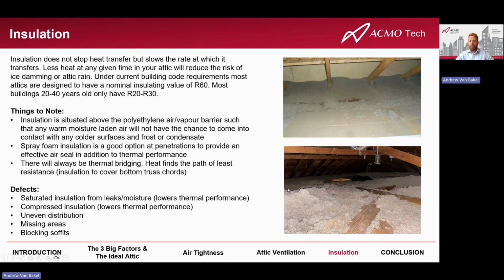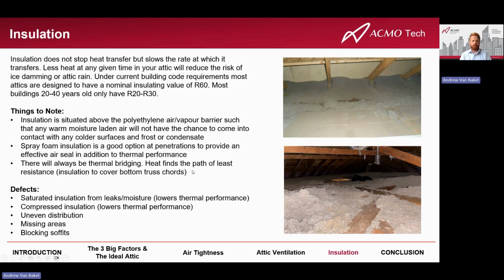Insulation is installed above the air barrier. So the air barrier, or that poly sheet, is on the warm side. Therefore, any air which hits it is not going to go up against a cold surface, because it's below the insulation. Spray foam insulation is a good option to seal some tricky things in your attic, like around the hatch, ceiling pot lights, bathroom fans. And there's always going to be thermal bridging. Heat takes the path of least resistance. It can go through the truss chord, so make sure those are covered with insulation as well.